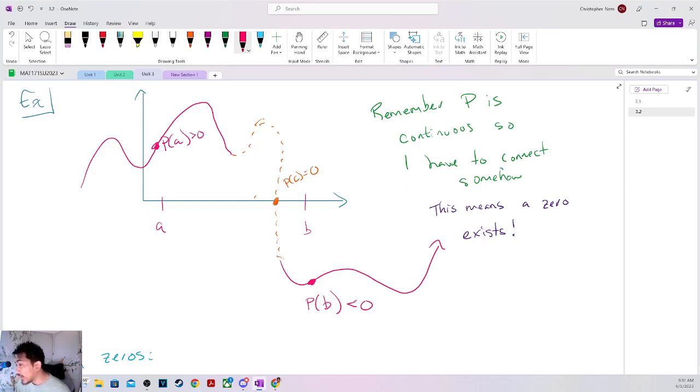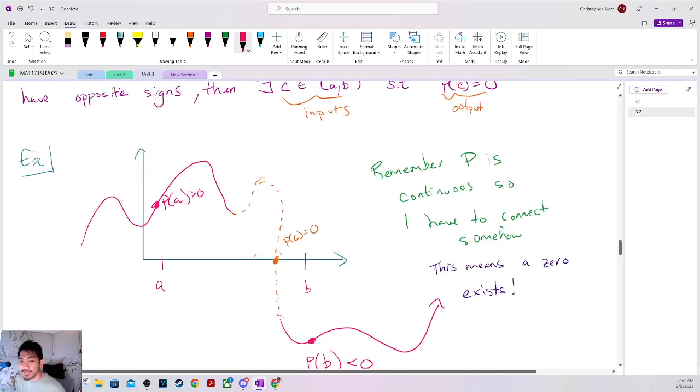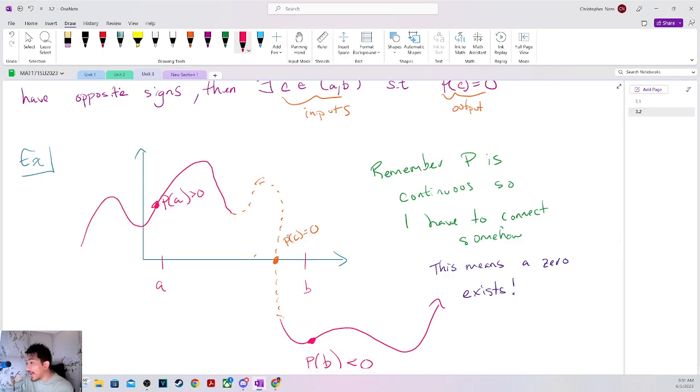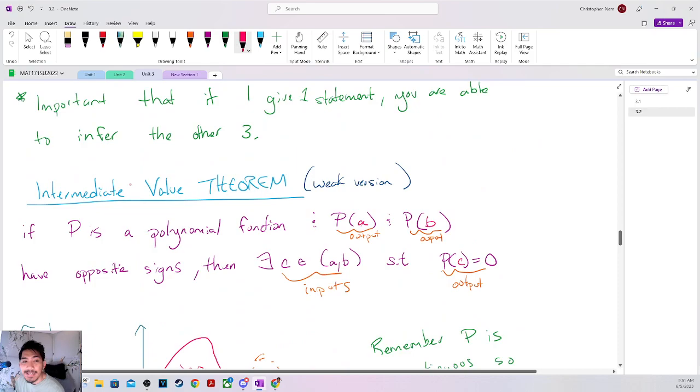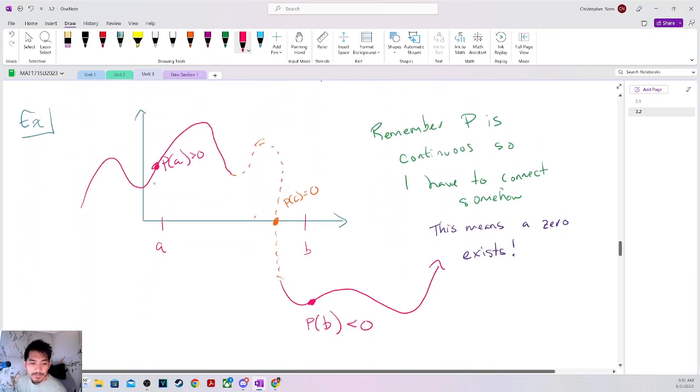There's no way it can avoid this x-axis as long as our function is continuous and smooth, which is what a polynomial function is. That means there exists a 0. There exists an x-intercept. That's all I'm really saying in this theorem. That is called the intermediate value theorem, IVT for short.